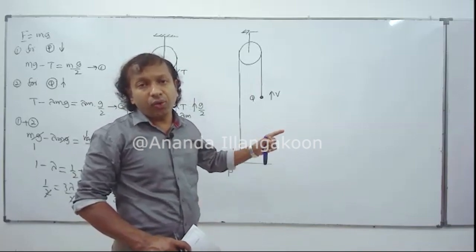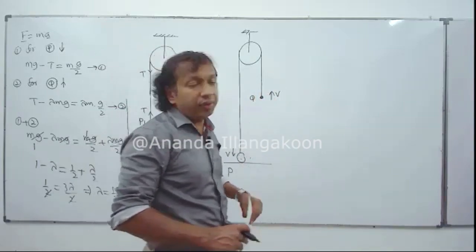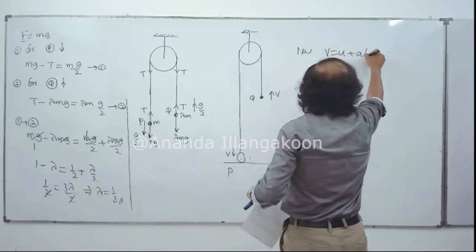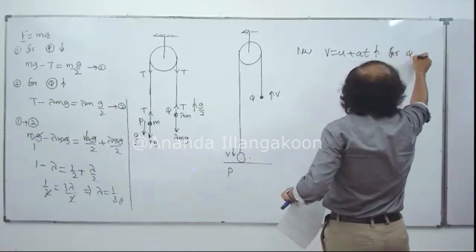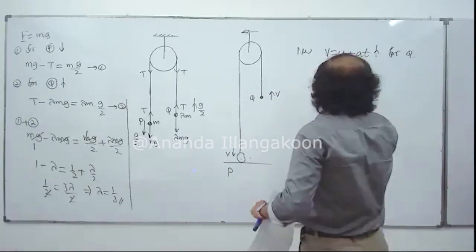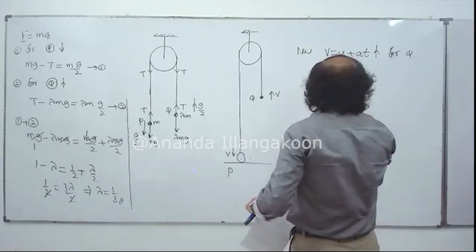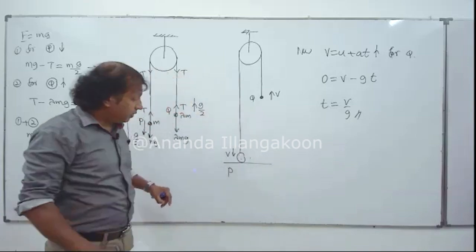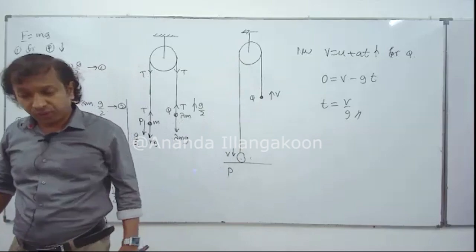Apply v equals u plus at in the upward direction for its motion under gravity. Final velocity is 0, initial velocity is V, acceleration is minus g, then t equals V over g. After this time from when particle P struck the ground, Q comes to its maximum height. That's how we take it out.